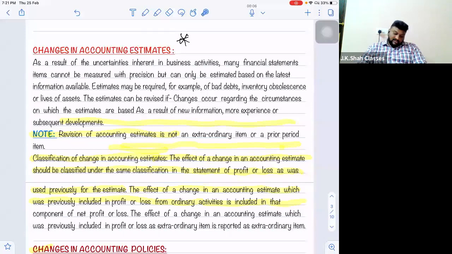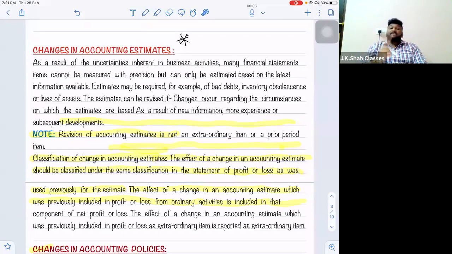Further, classification of change in estimates. That is what I already discussed with you. The effect of a change in accounting estimate should be classified under the same classification in the statement of profit or loss as was used previously for the estimate. So the effect of change should have the same classification as it had for the original estimate. So if the original estimate was ordinary, the change will also be ordinary.